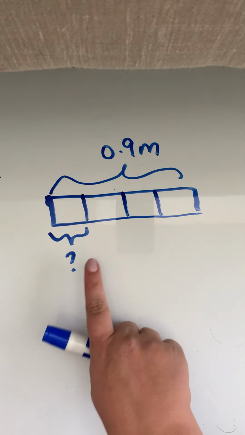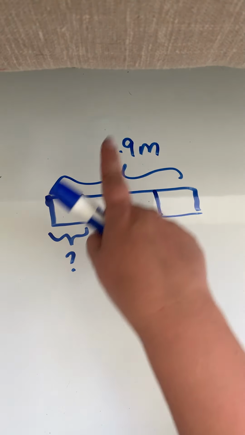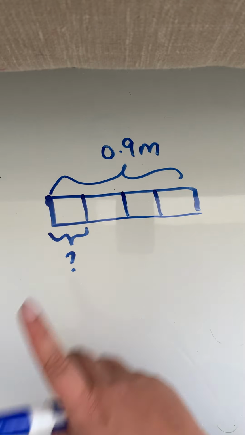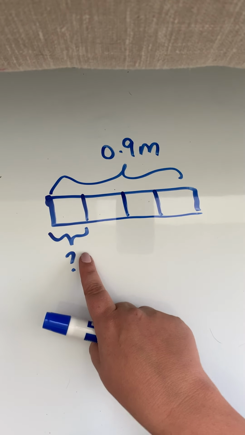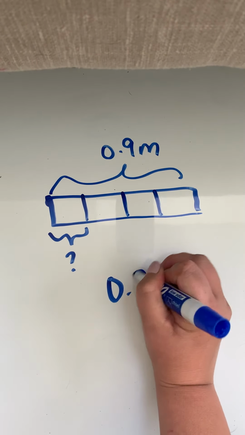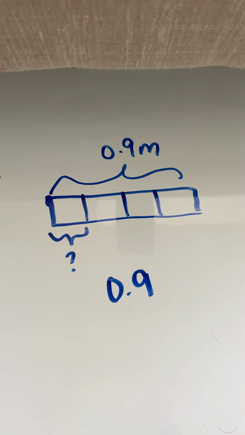So I need to figure out how much this guy is worth. I already know my total length of my copper pipe. I need to figure out this little guy. So what am I going to have to do to my 0.9? Am I going to multiply or divide, and tell me why?